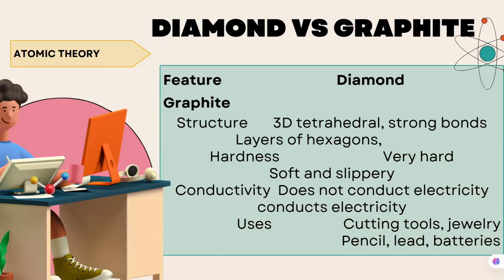Diamonds are used for cutting tools, and they can also be used for making jewelry. And graphite, you can find it in your pencil leads, and in batteries also.